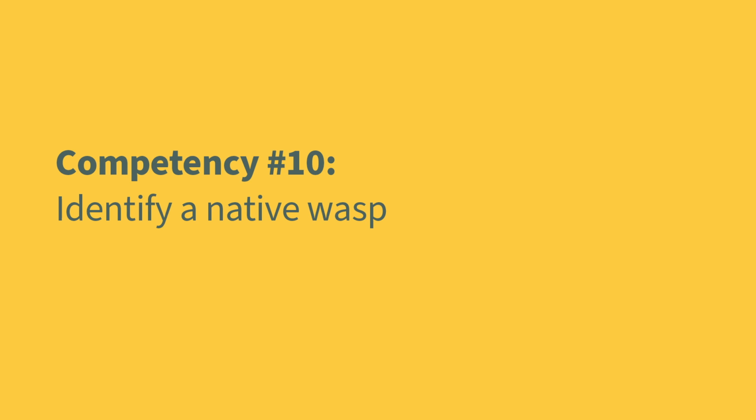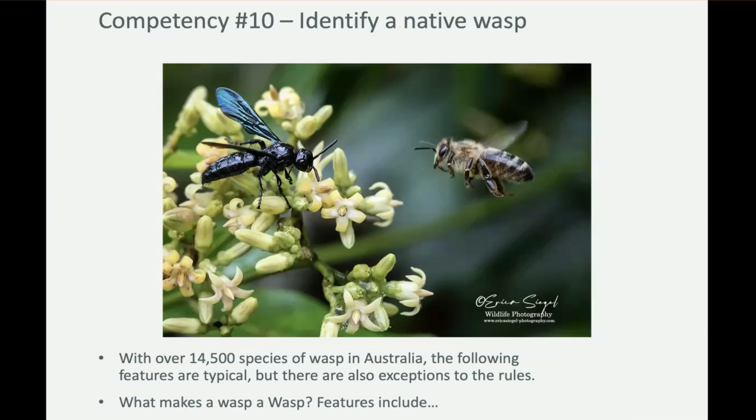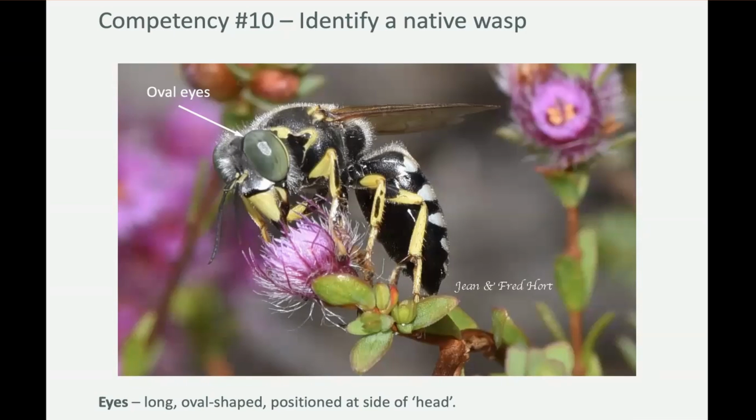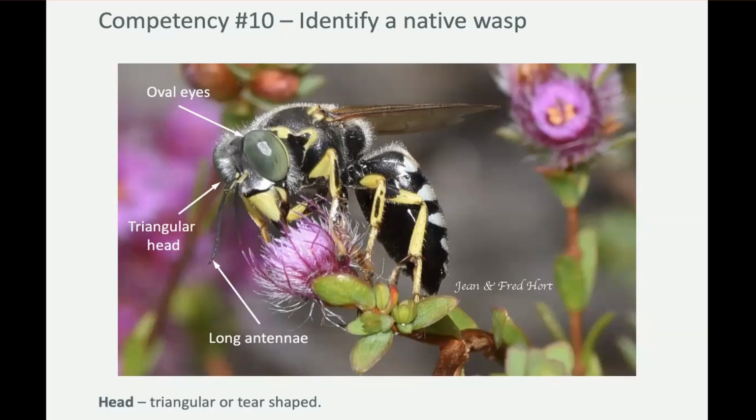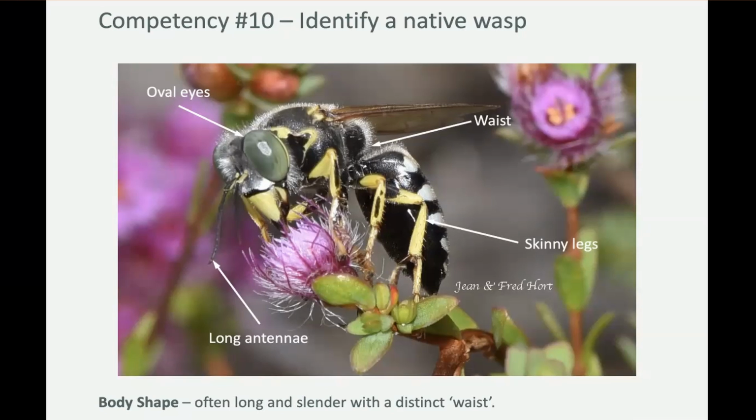Competency 10, native wasps. There's over 14,500 species of wasp in Australia, and these are just some of the characteristics that will help you identify them. They have oval eyes, very much like bees, on the side of their head. They've got long antennae, just like bees, but they've got more of a triangular head shape than bees do. They've got skinny legs. They have a waist, like bees do.